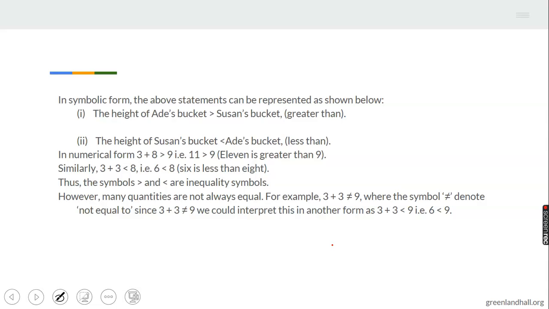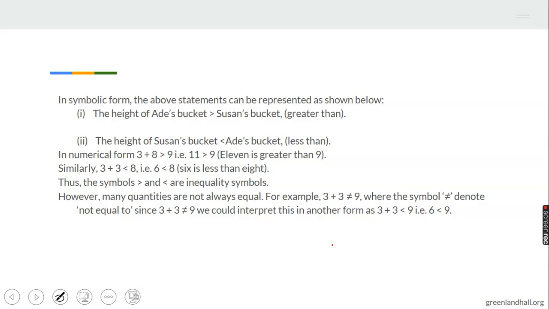3 plus 8 is greater than 9. Is it true? What is 3 plus 8? 11. Is 11 greater than 9? No. Oh, sorry, 11 is greater than 9. Yes, it's true. So that means 9 is less than 11.